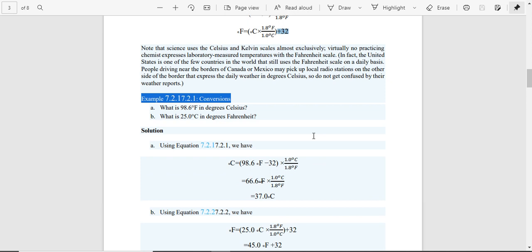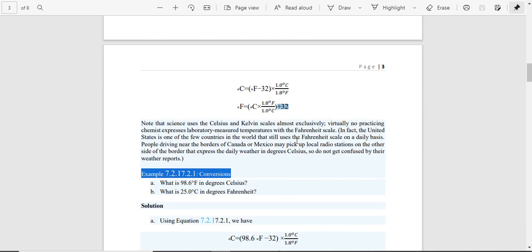Ang reason behind nga may 1.8 kag 1, it serves as your conversion factor. So, pwede mo makancel ang mga Celsius sa dalom, Celsius sa babaw, leaving you the unit of your Fahrenheit. Then, kung i-divide mo na siya sa 1.8 Fahrenheit, makancel atong Fahrenheit na unit, then bilin ang Celsius sa babaw. So, that's the reason behind.